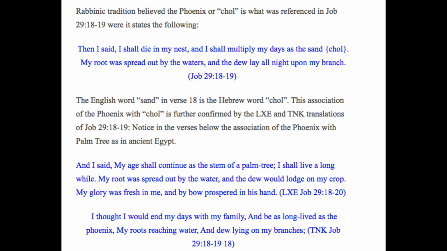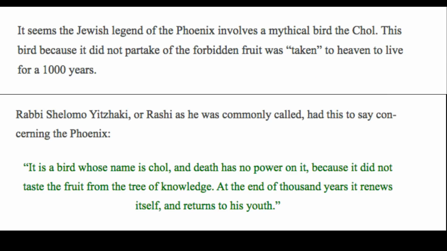You see, that was the 3 different versions right there. Alright, so it is the phoenix, as you can see, rabbinic literature, and they follow that. They state this a lot. As it says here, it seems the Jewish legend of the phoenix involved a mythical bird, the shoal. This bird, because it did not partake of the forbidden fruit, was taken to heaven to live for 1,000 years. The bird was taken to heaven. The bird walked with God.